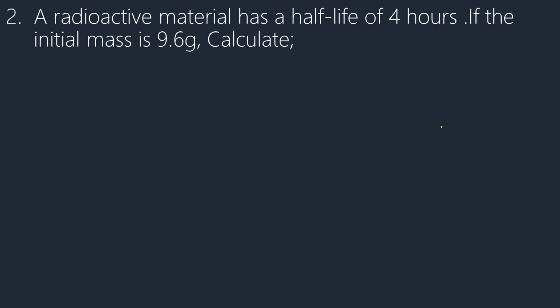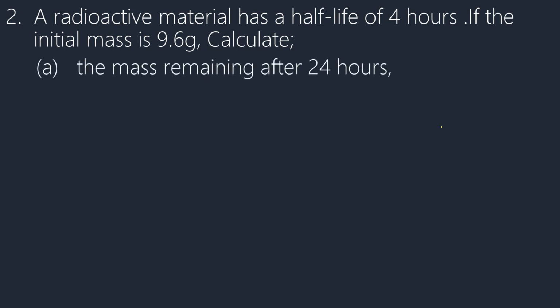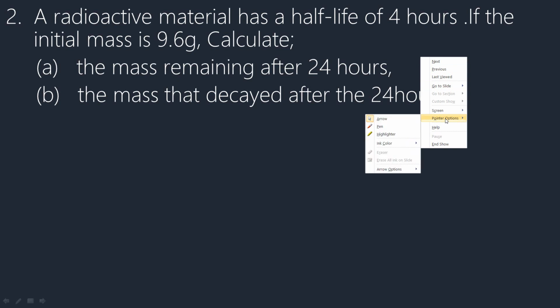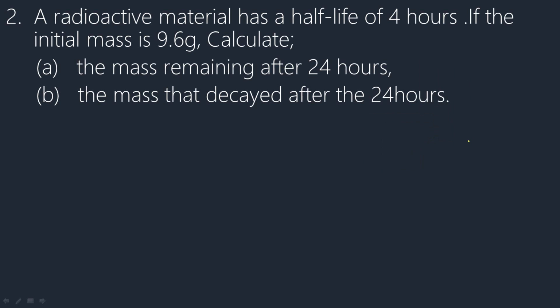A radioactive material has a half-life of 4 hours. If the initial mass is 9.6, calculate the mass remaining after 24 hours. Part B, the mass that decayed after the 24 hours. I think here I'm just going to employ only one formula. Let me use the chain method here. You can also pause and do it, and then compare afterwards with the answer I will have obtained.